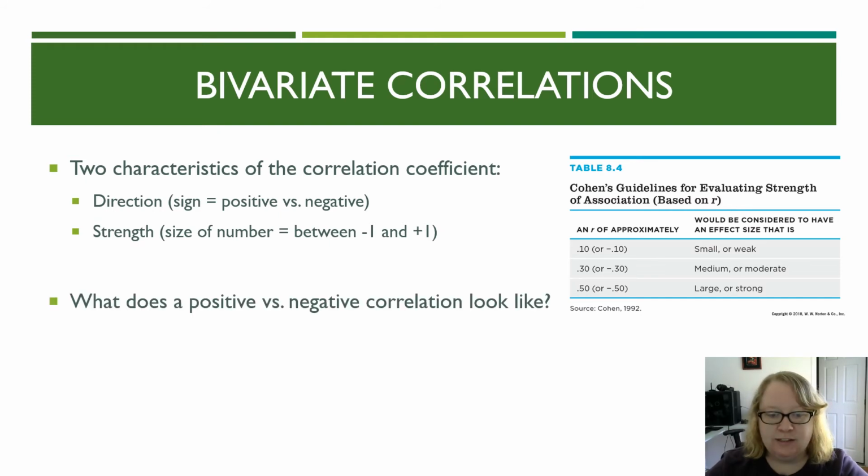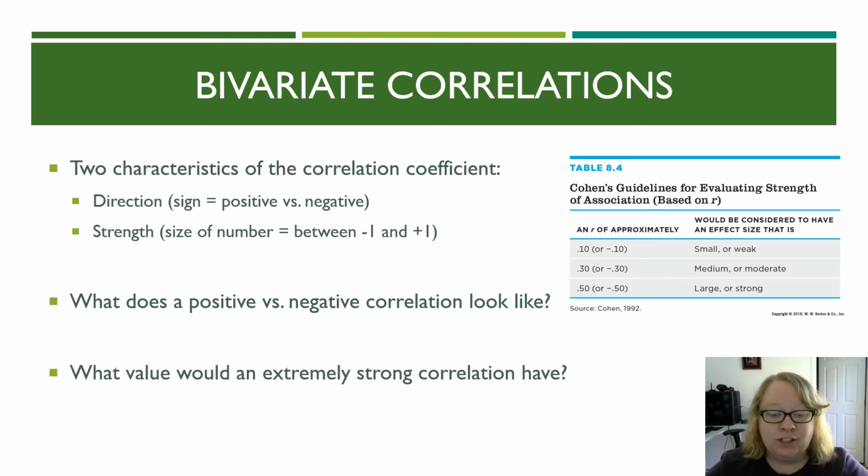All right, so what does a positive versus a negative correlation look like? Take a minute and think about it. All right, positive correlation means that as x goes up, what does y do? Goes up, right? Positive correlation. Negative correlation, as x goes up, what does y do? Goes down, so opposite direction. So what value would an extremely strong correlation have? Take a minute, think about it. All right, so the value of an extremely strong correlation would be +1 or -1. Either of those are strong, either a perfect positive correlation or perfect negative correlation, +1, -1.